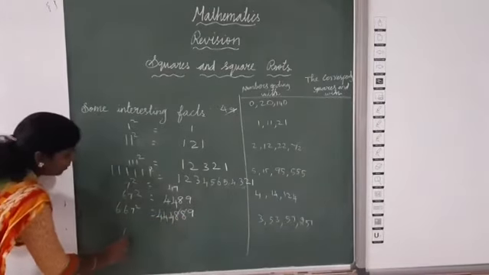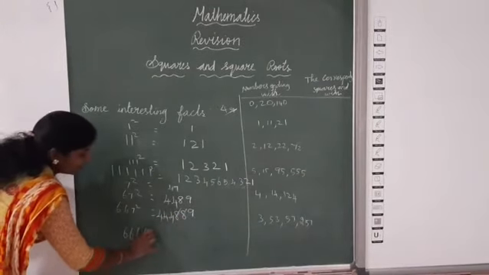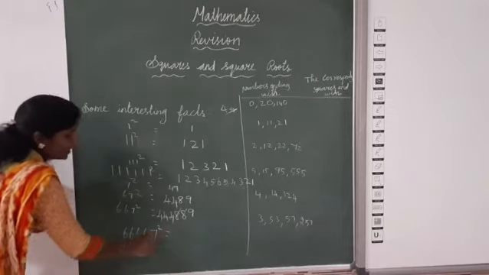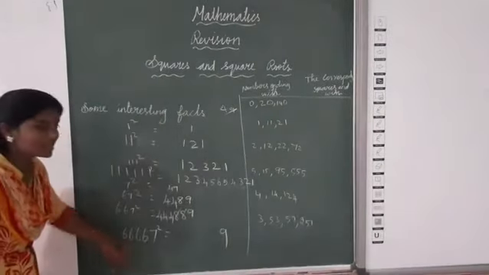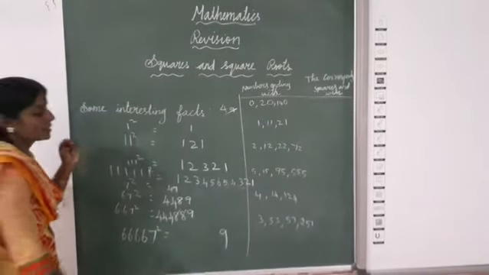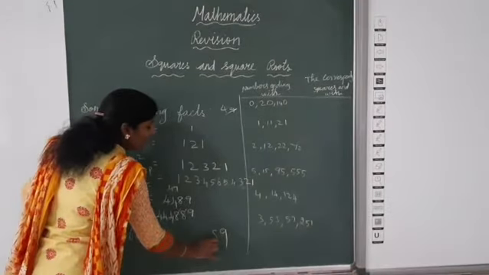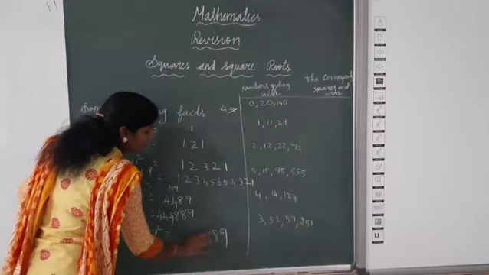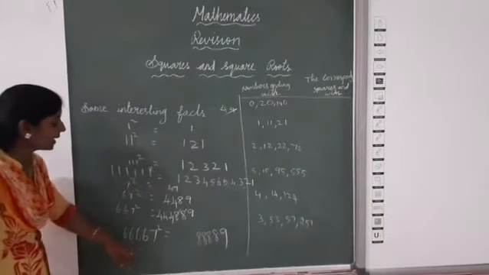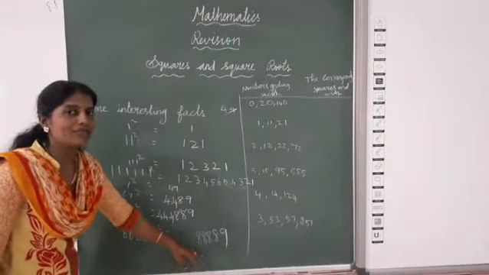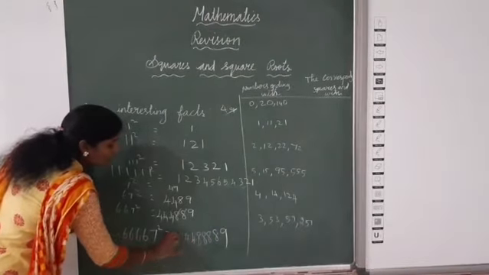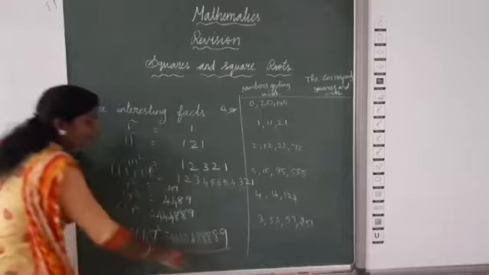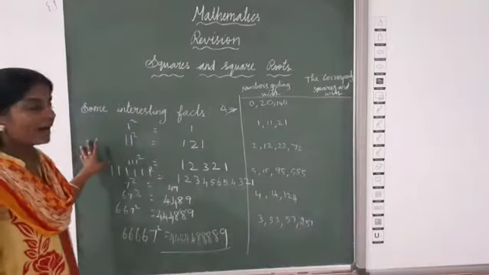Okay. Now here 66667 square means 7 sevens are 49, ones digit is 9. Here how many 6s are there? 4 sixes. So we can add how many 8s? 4 times 8. Now here 4 eights means we can add 5 times 4. Isn't it? 1, 2, 3, 4, 5. 5 times 4. Okay, understand?